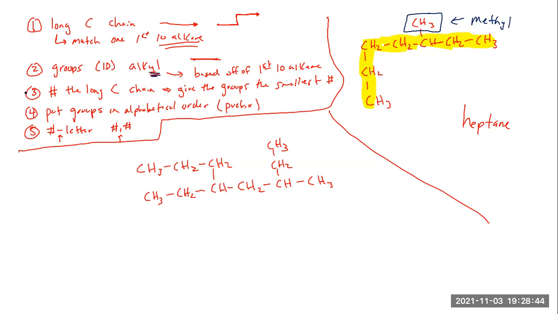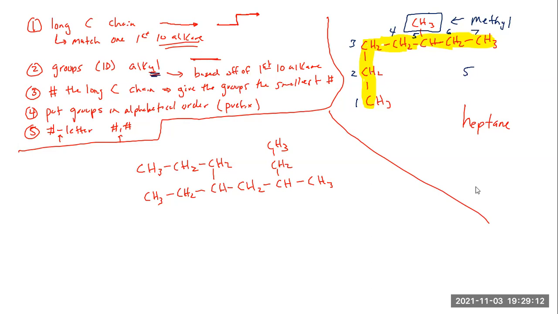We then want to move on to numbering our chain. We have basically 2 options. We could go left to right, and if we did that, I'll go on the left here, 1, 2, 3, 4, 5, 6, 7. So going in the blue direction, that would put our methyl group at carbon number 5.